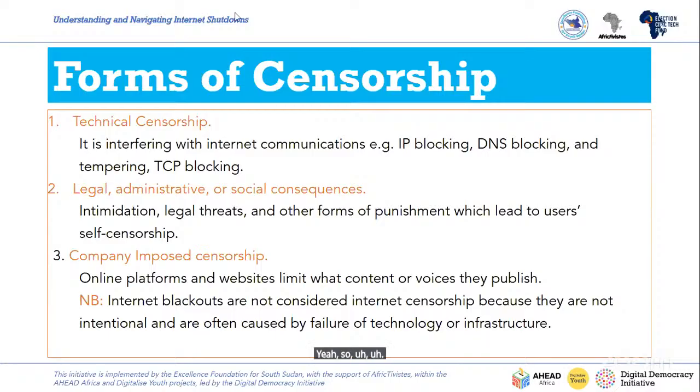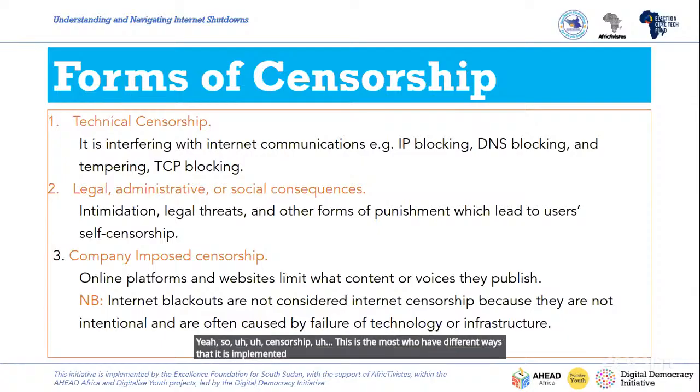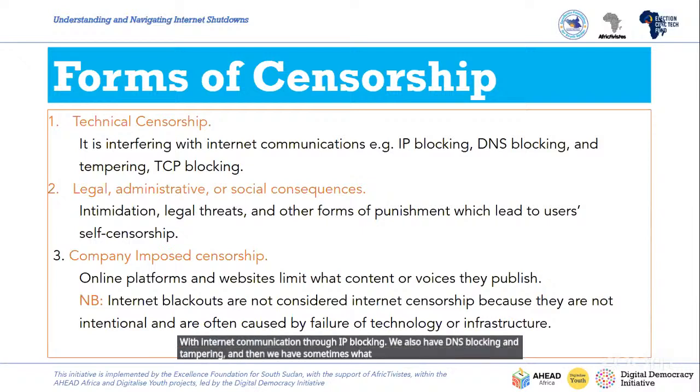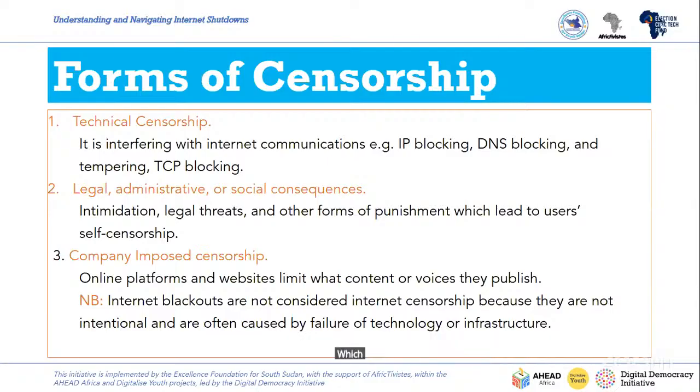Censorship also has different ways that it is implemented. One is technical censorship, where you have interference with internet communication through IP blocking. We also have DNS blocking and tampering, and sometimes what we call TCP blocking. This is a technical way of censoring the internet which the government uses sometimes.